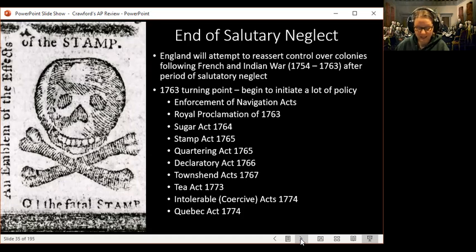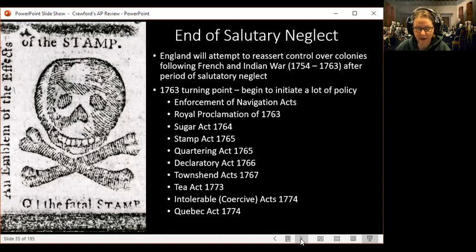We then have the Tea Act of 1773, which taxes tea. We know some of the things that happen because of that. And we have the Intolerable Acts of 1774, also called the Coercive Acts, which closes the Boston Harbor until all the tea is paid for, because obviously the Boston Tea Party happens. And it is also where we begin to see them organize to protect against what they see as British tyranny.